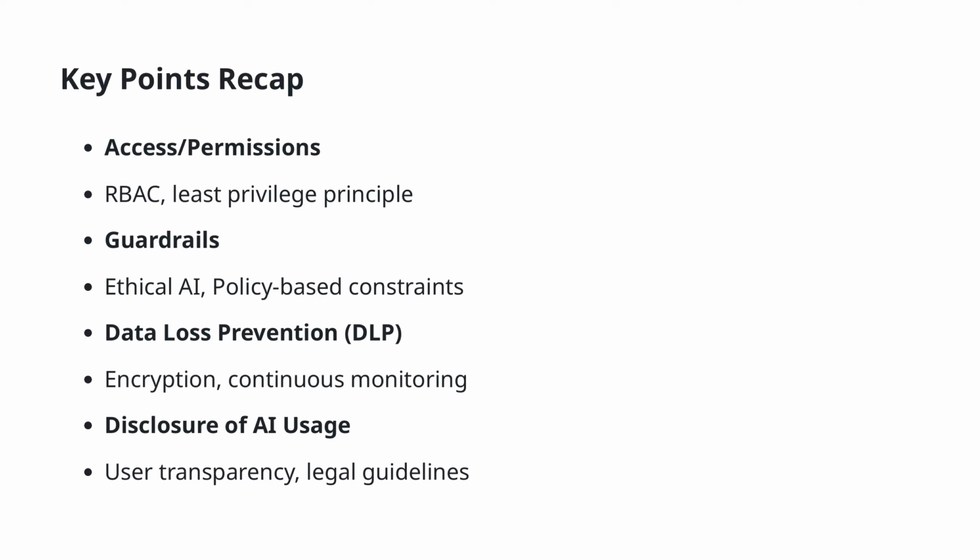Data loss prevention, DLP, is another vital component. Employing strong encryption methods and continuous monitoring safeguards your data from unauthorized access and potential breaches. Lastly, disclosing the use of AI to your users is non-negotiable. Transparency is key here. Adhere to legal guidelines to ensure users are well informed about AI involvement in their interactions. Understanding these principles holistically will set a solid foundation for secure and ethical AI deployment in your organization.